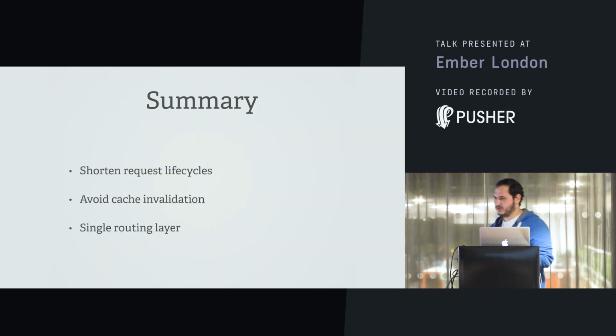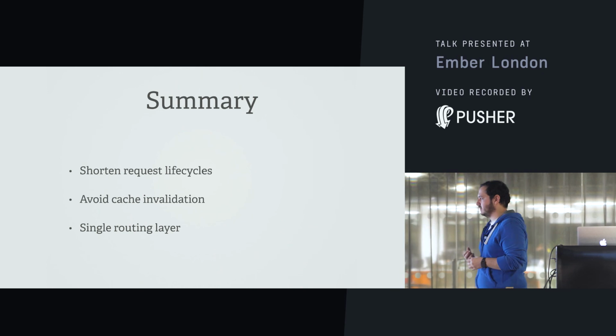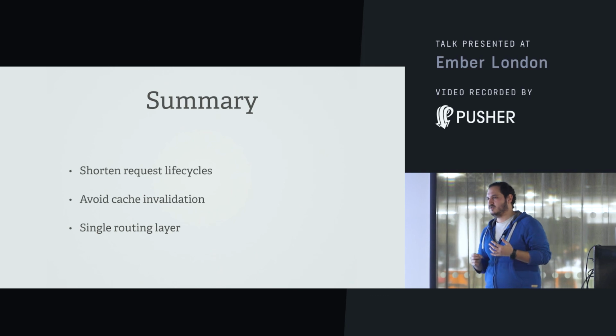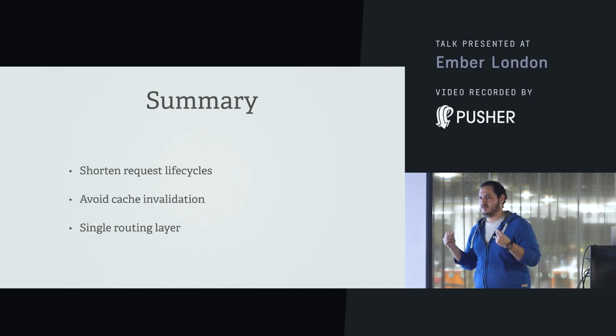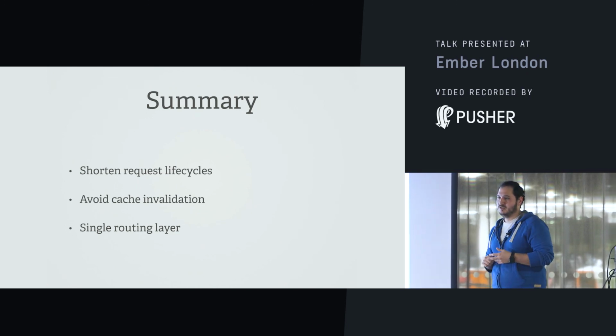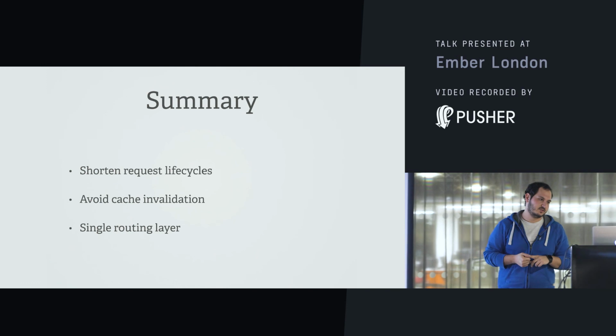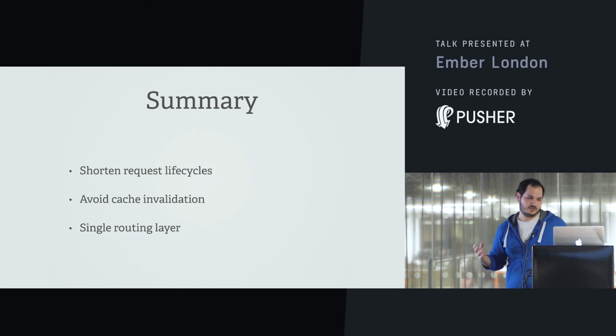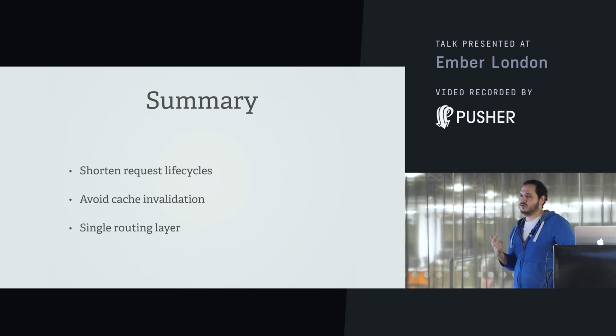So basically, as a summary, why we decided to use HAProxy is mainly to shorten the request lifecycle, because it's very important as an e-commerce business to have things really quick. We also wanted to avoid cache invalidation by getting around CloudFront and just using HAProxy to serve the index.html. Everything else, all of the assets, go through CloudFront, so all of that is cached. And it's also easier for us to have one single routing layer to go back to.